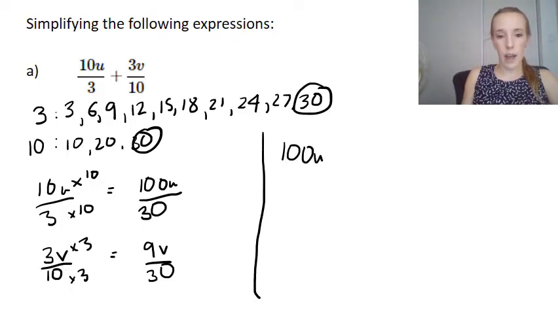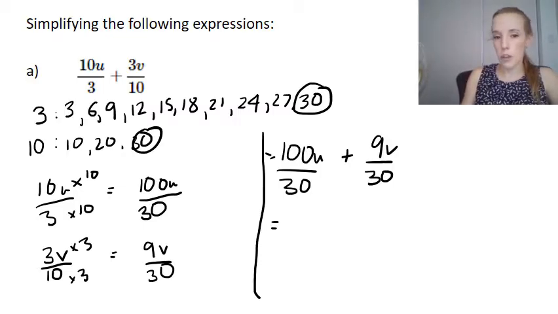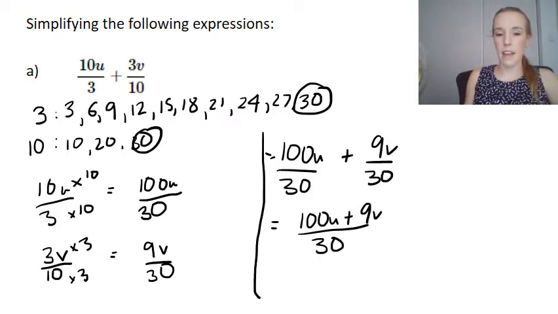100u over 30 plus 9v over 30. We don't have like terms. 100u and 9v are not like terms, so we can't really do much with those. We'll just leave that as 100u plus 9v over 30. And that's our answer there.